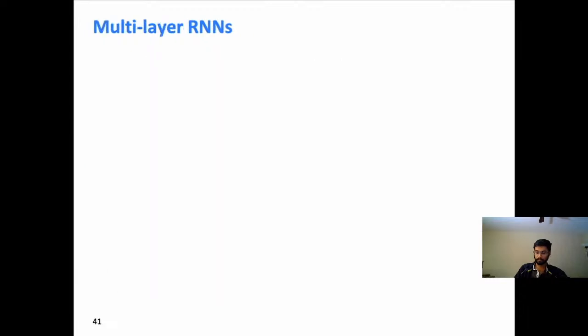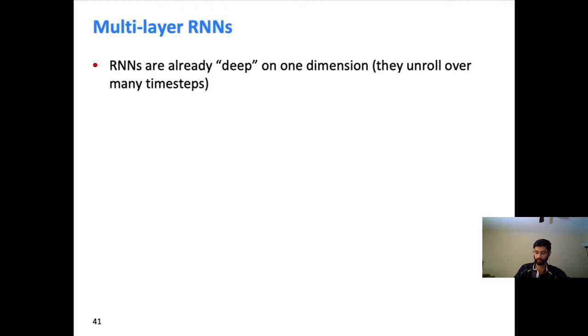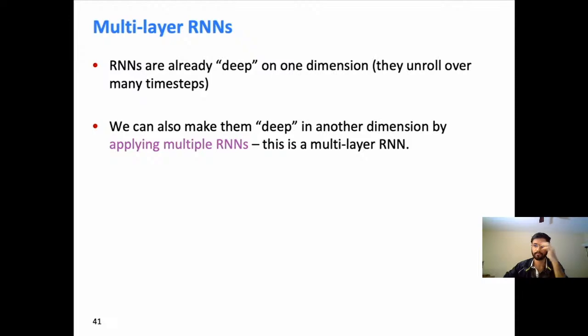Okay, so the last thing we're going to talk about today is multi-layer RNNs. You could regard RNNs as already being deep in some sense, because you already unroll them over potentially very many time steps, and you could regard that as a kind of depth, right? But there's another way that RNNs could be deep. For example, if you applied multiple RNNs one after another, then this would be a different way to make your RNN deep. And this is the idea behind a multi-layer RNN.